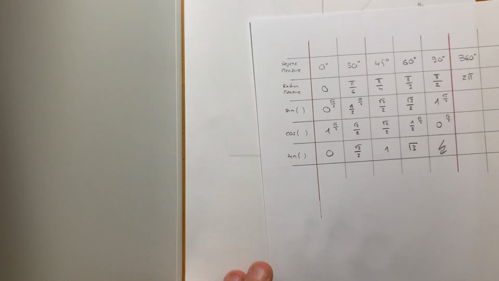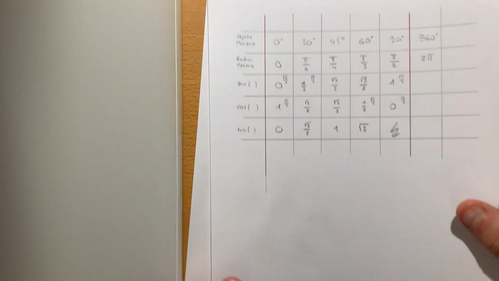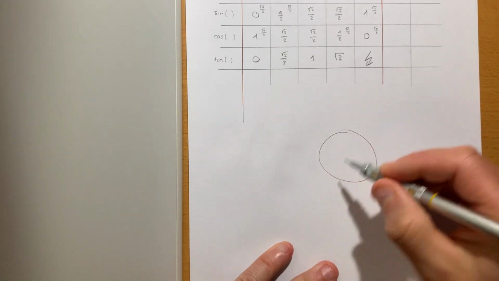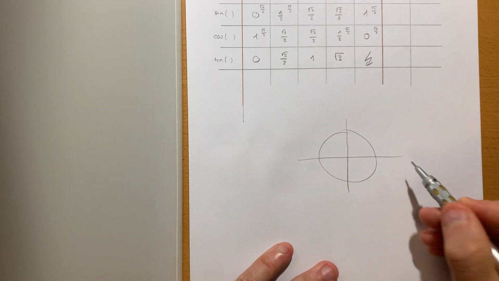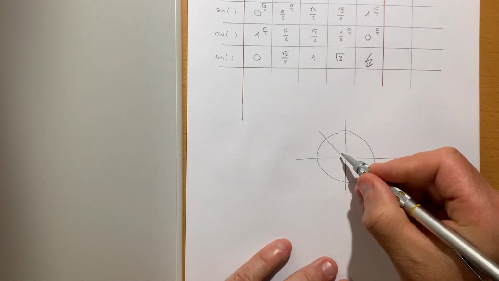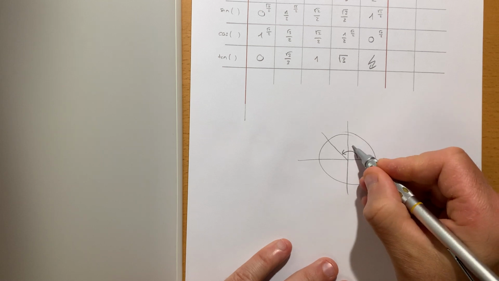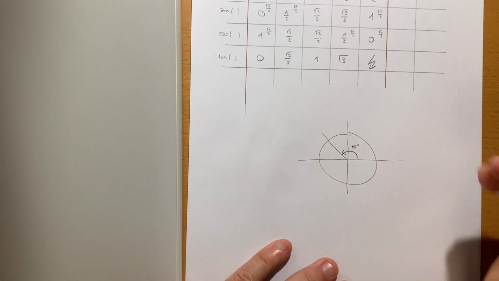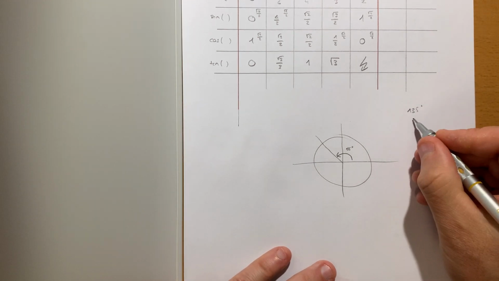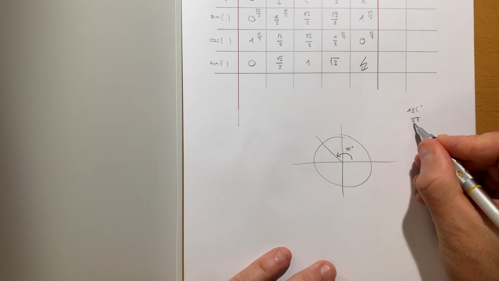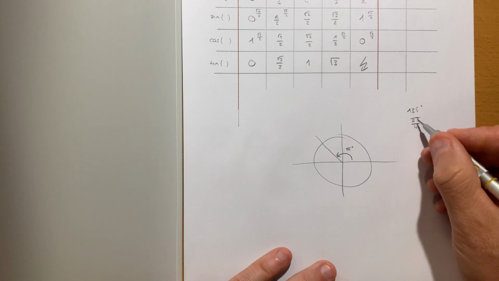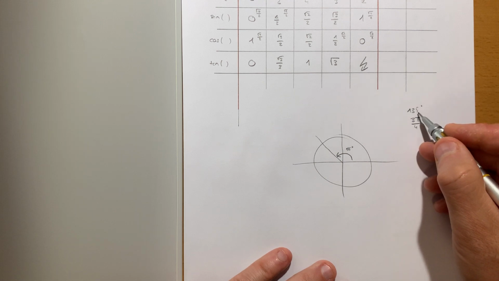Why are they going to be so important? Look, let's say you had something like this, a unit circle, and then you had something like this. This is 135 degrees. Or in the radian measure, that would be 3 pi quarters, because pi quarters is in fact 45 degrees. 3 times 45 degrees is 135.